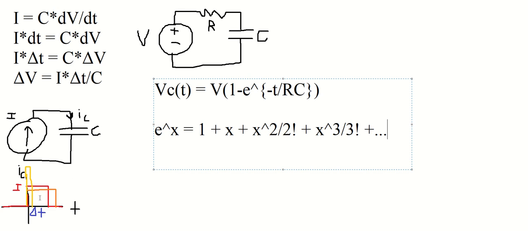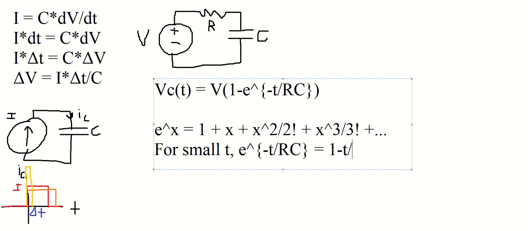But what if we did the really, really tiny pulse of time, like we did in this yellow current block right over here? Then t would be really small. So that would mean that t squared and t cubed and t to the fourth would be incredibly small. We can just ignore those because they're going to be so tiny. So now that means that for small t, we're going to have that e to the minus t over RC is approximately just 1 plus x, which is 1 minus t over RC.